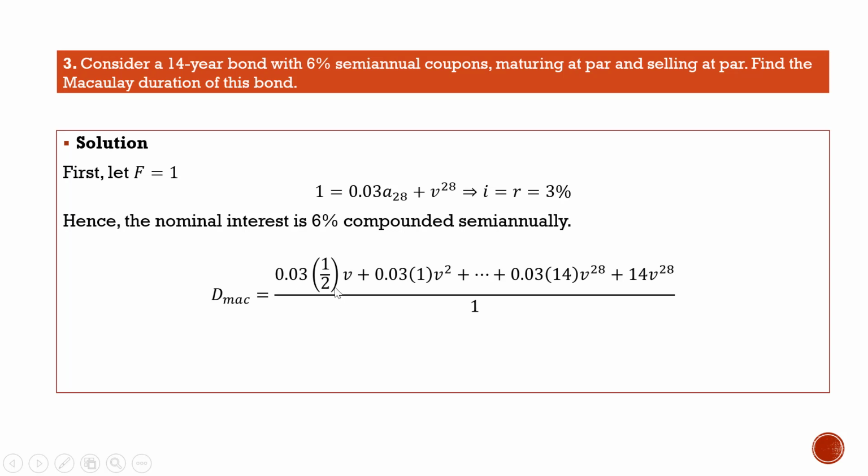For the numerator, at time 1/2, we got 0.03, and at time 1, we got 0.03, until time 14. And also at time 14, we got the redemption value of the face amount $1. So the numerator is 0.03 times 1/2 v plus 0.03 times 1 times v squared plus dot dot dot to 0.03 times 14 v to the 28 plus 14 v to the 28. And the present value of this investment is just 1 because we set F to be 1. And F is the face amount and also the price. So using 3% interest rate for each half year, we got the Macaulay duration is 9.66.